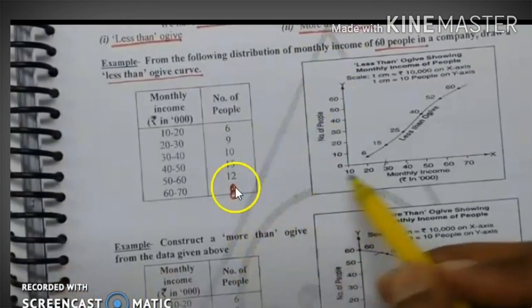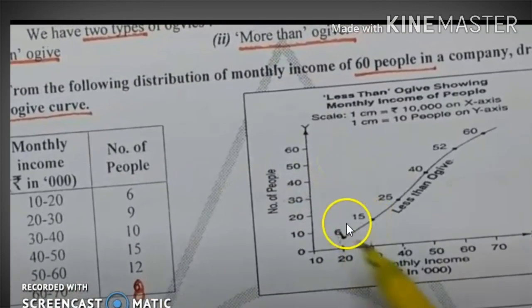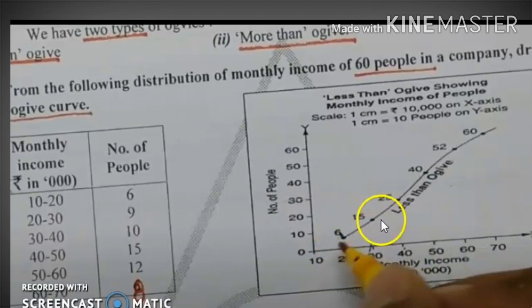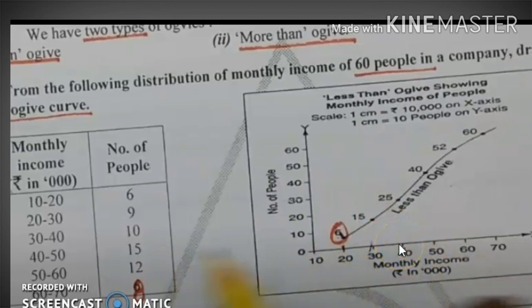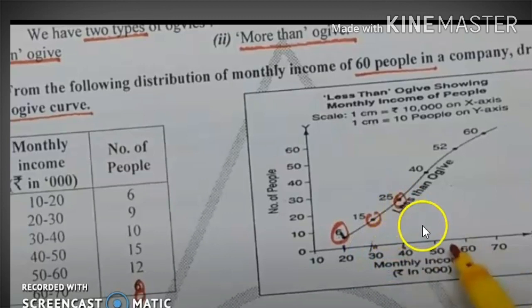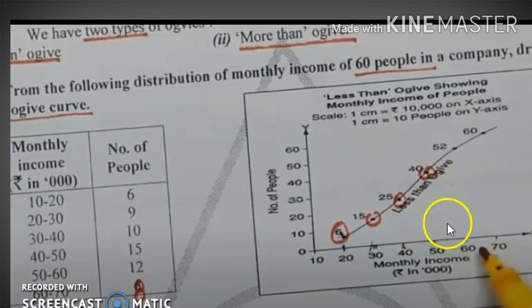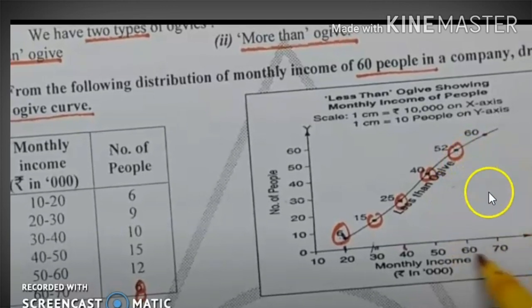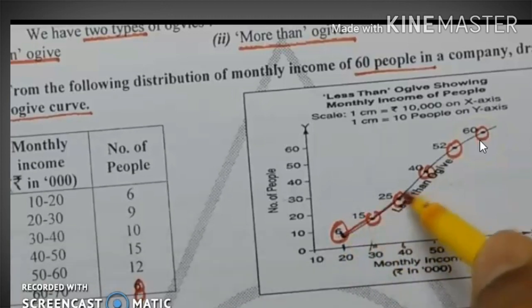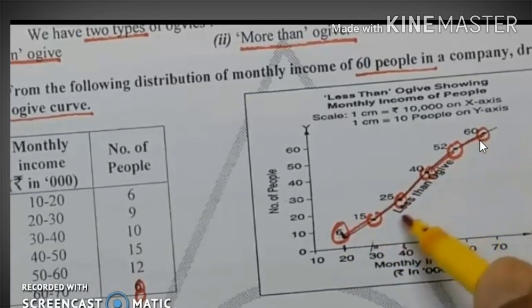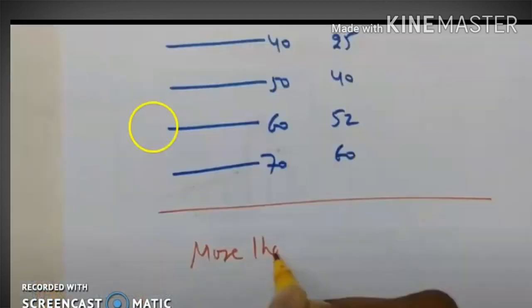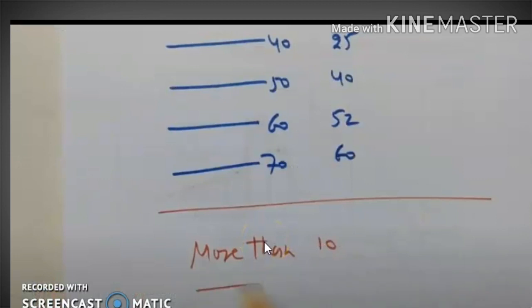So how will you mark? You can just see: 20 is 6, then 30 is 15, then 40 is 25, then here 50 is 40, then 60 is 52, then 70 is 60. So you will get the answer by joining the points. You will be getting the less than ogive curve. Okay, so with the same question, how will you find more than?